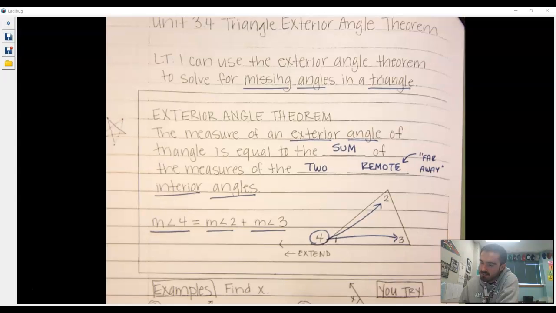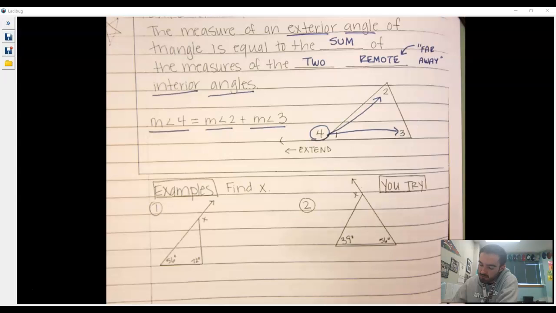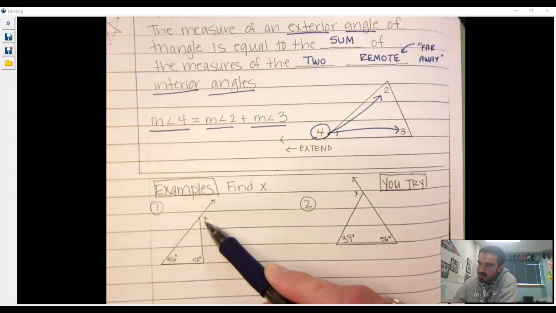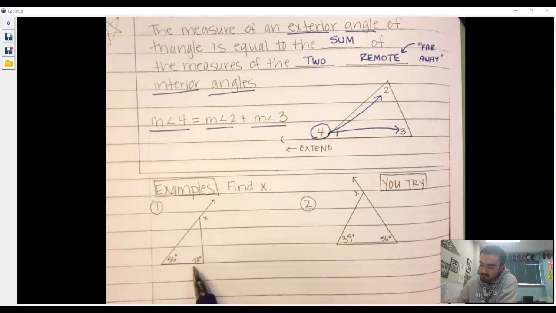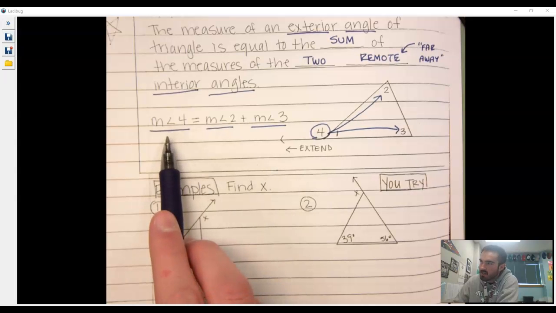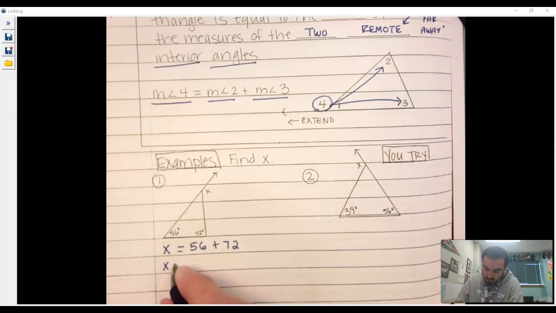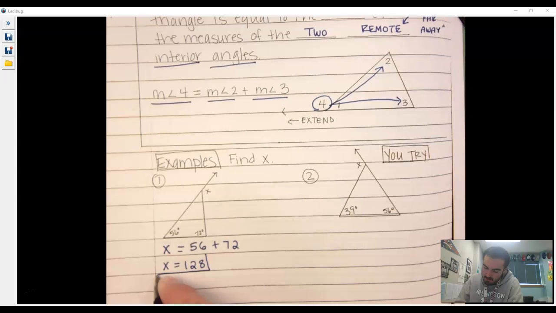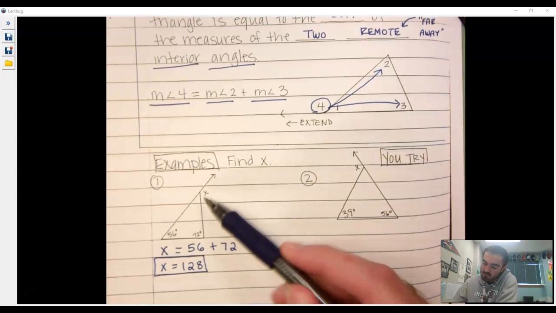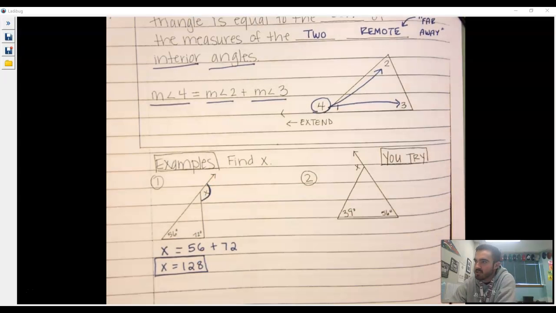Okay, so let's take a look at example 1. It says find x. Well, if you look here, we have a triangle. We have an exterior angle, and we have two remote interior angles. So let's first say what our exterior angle is. Well, that's x. So x equals, if I'm using this equation, x is my exterior angle. X is going to equal the sum of my two remote interior angles, which are 56 and 72. So all I have to do is do 56 plus 72, and x would equal 128. Okay, not too bad. So that means that this angle right here is 128 degrees.